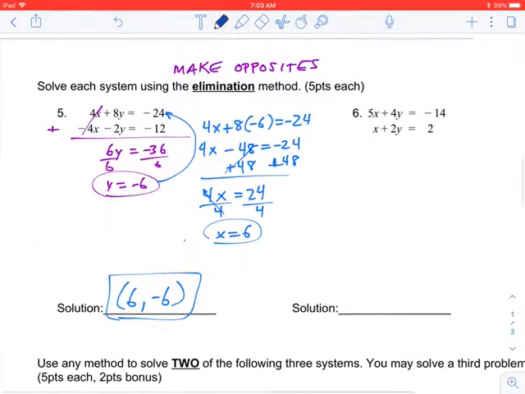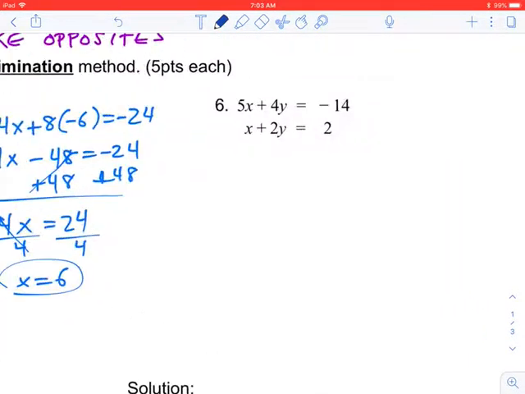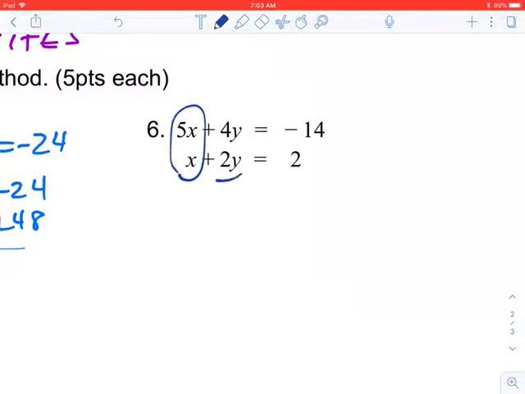And so number 6, same deal. But look at these. We don't have opposites yet. So I got to figure out, okay, what could I multiply to make them opposites? I could either multiply the x by negative 5 to make 5 and negative 5, or multiply this by negative 2 to make 4 and negative 4. So I think what I'm going to do is multiply by negative 2 to make those match up, be opposites.